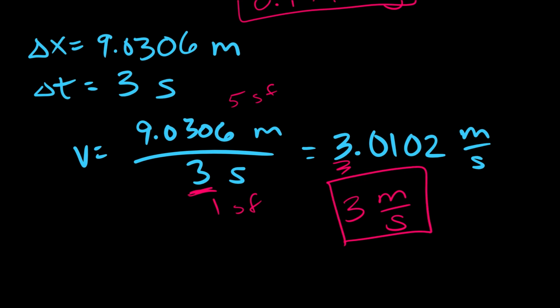Our rule for multiplying and dividing is that you have to report your answer with the same number of sig figs as the input with the least amount of sig figs. Now that we know how we deal with sig figs when multiplying and dividing, let's talk about adding and subtracting.